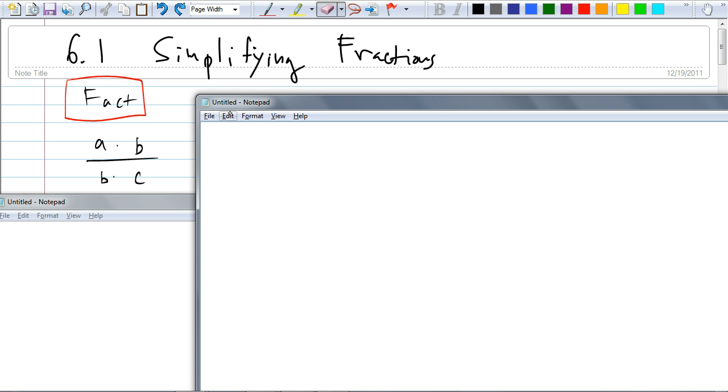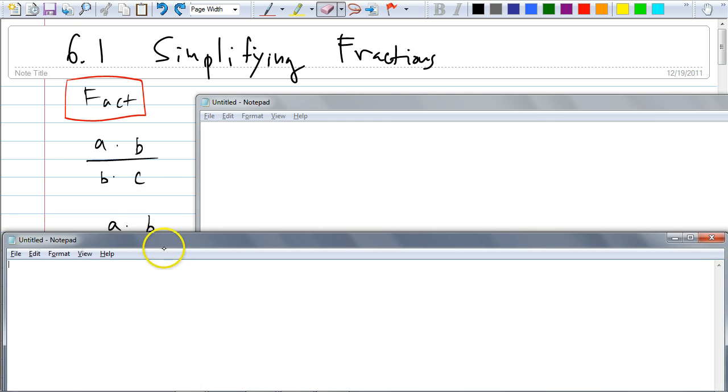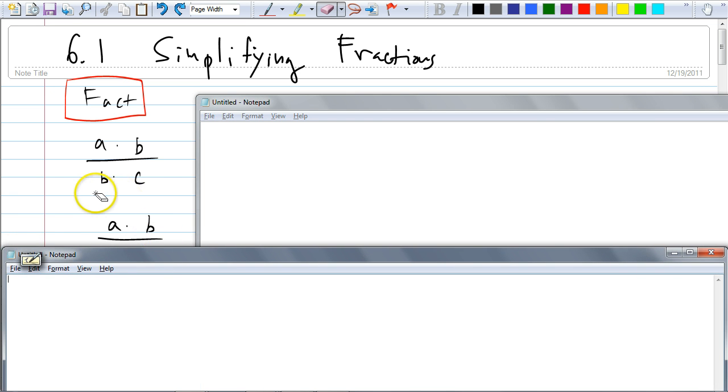Chuck? Is it AB over BC? No. Yeah, you get rid of the B's. Oh, yeah, you cross. But what allows you to do that? We're going to use the commutative property of multiplication and rewrite, instead of B times C, what am I going to write? C times B.